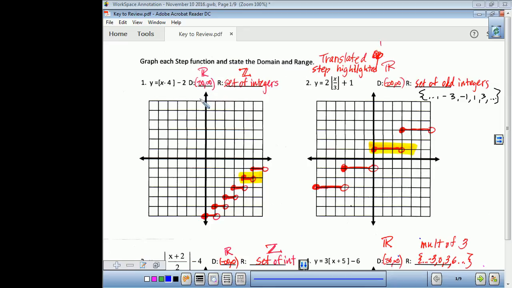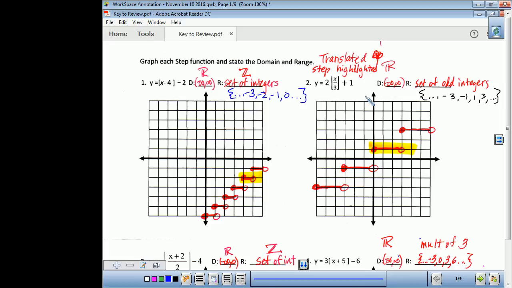Yes, sir? So tomorrow, basically the closed circle will always be on the left? Yeah. Okay. And then the range is the set of integers. So you can write out the set of integers. You can do the double Z. You can give me the pattern. You can say dot, dot, dot, negative 3, negative 2, negative 1, 0, dot, dot, dot. All right, so just give me some correct form of the answer.